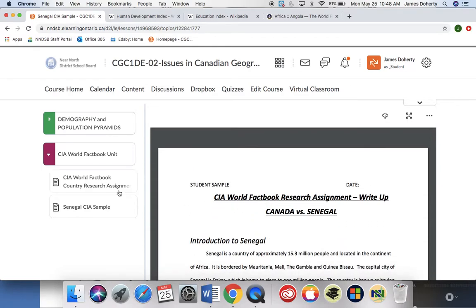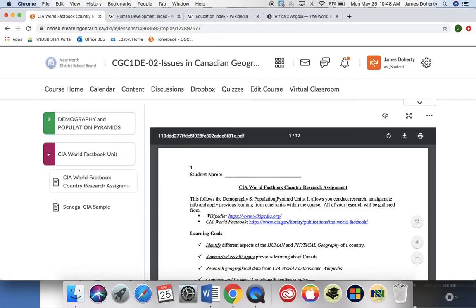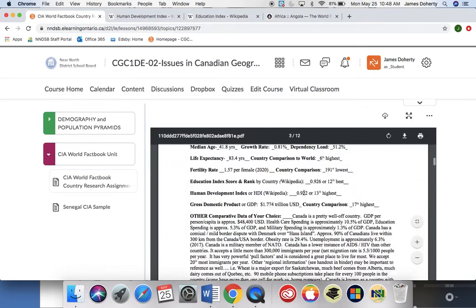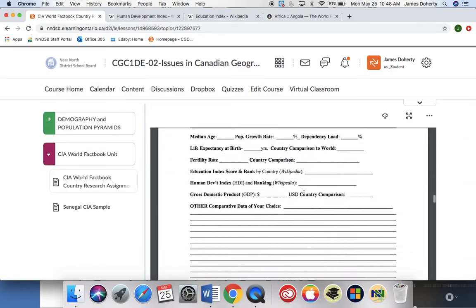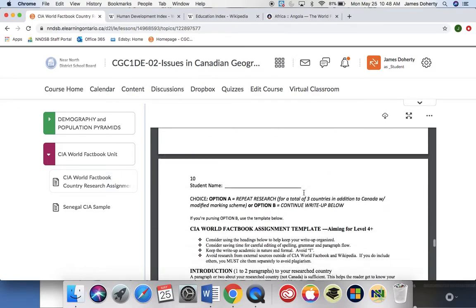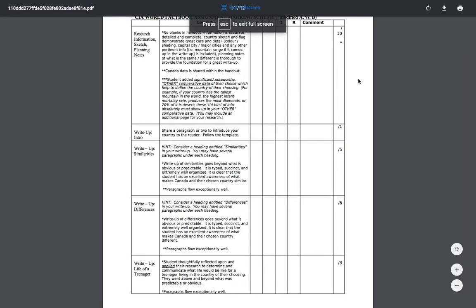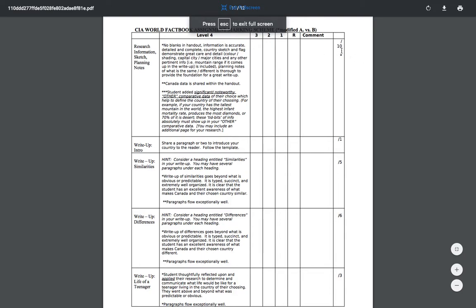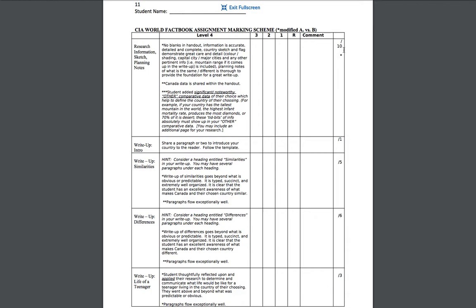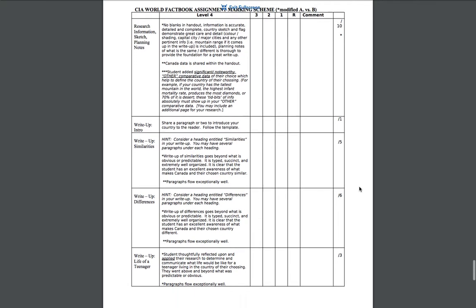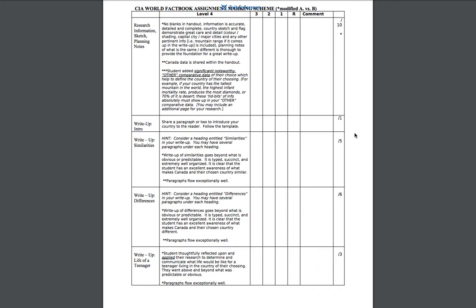There is a marking scheme, and I'm going to jump right to it. It is about page 11 and 12. So it's modified based on which option that you pick. If you do the research, then you're going to have research for 3 countries. So your assignment would basically be out of 30. If you do option B, you're going to do research for 1 country, and then you're going to do the write-up so you can see clearly that it's out of 25.